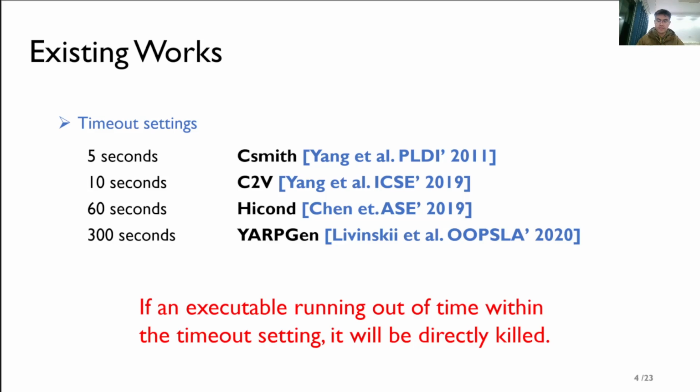Csmith generates random C programs that statically and dynamically conform to the C99 standard. It chooses 5 seconds as timeout setting for executable. C2V detects bugs in code coverage tools by random differential testing. It chooses 10 seconds as the timeout setting for executable. HiCond uses historic data to generate more diverse programs for compiler testing. It chooses 60 seconds as the timeout setting for executable. YARPGen produces correct runnable C or C++ and DPC++ programs. It chooses 300 seconds as the timeout setting for executable.